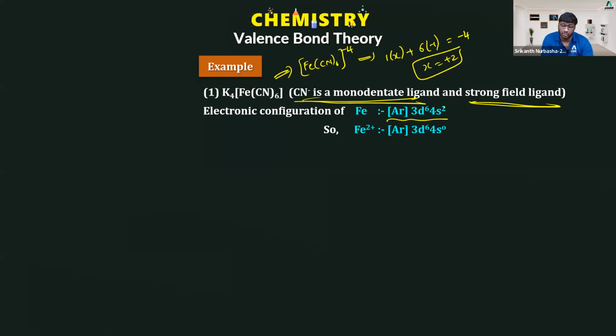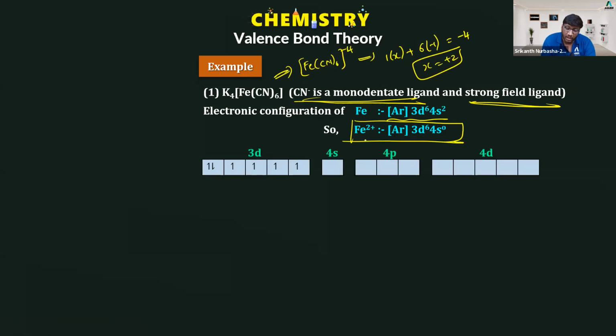Those 2 electrons have to be removed from the outermost shell only. In the outermost shell you have electrons in the 4s, so you have to remove electrons from 4s. So argon 3d6 4s0 is the electronic configuration of the Fe plus 2 ion. Now write down the arrangement of electrons. Argon is all the inner shell electrons. In the 3d subshell you have to place 6 electrons, following Hund's rule: 1, 2, 3, 4, 5, and the 6th electron is going to be paired. 4s empty, 4p empty, 4d is also empty.